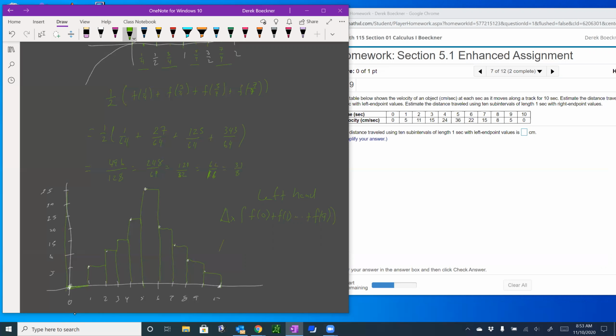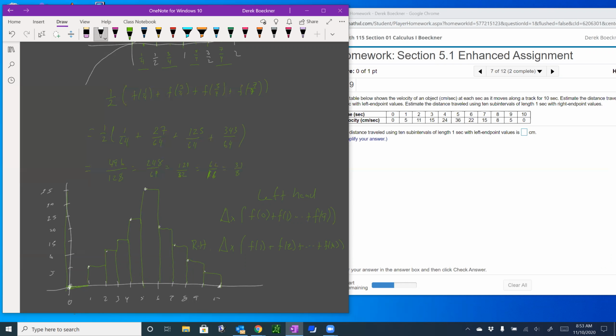For the right hand, it would be the delta x times f of 1, the first right hand, plus f of 2, dot, dot, dot, plus f of 10. This would be the right hand. And so we can estimate this with left-hand rectangles or right-hand rectangles, even though I don't actually know what's going on between the 1 second estimates, right?